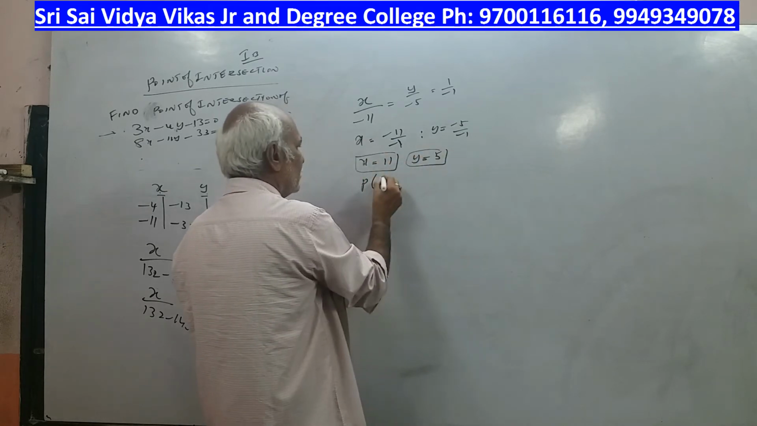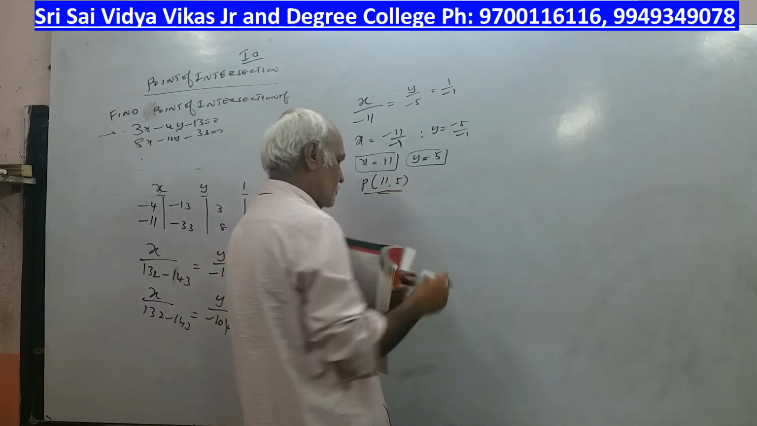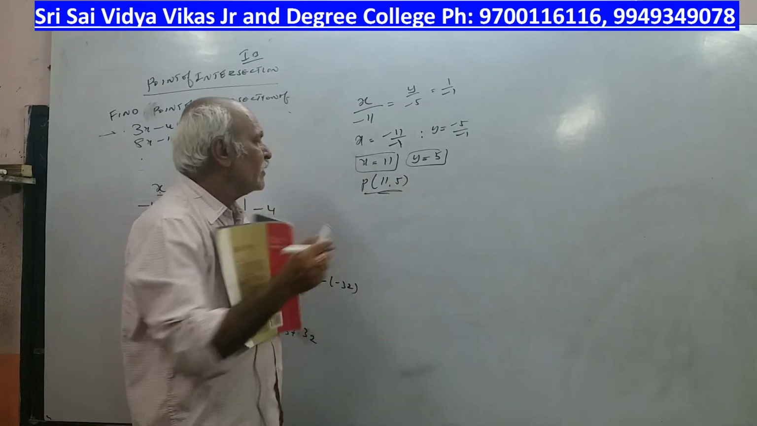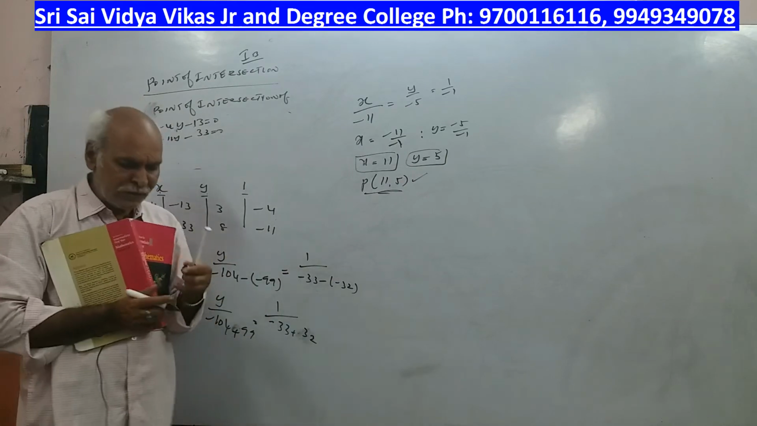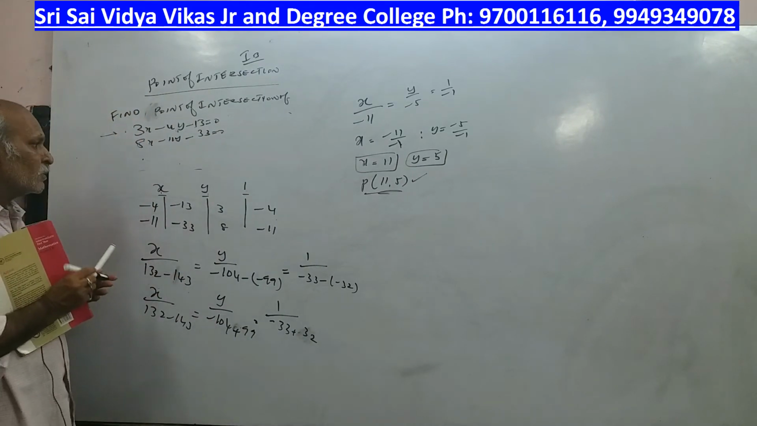So, what is the point? 11 comma 5. Okay, what is the point of intersection? 11 comma 5. Okay, you can verify by substitution, otherwise this is not required. Okay, let us see one more problem.